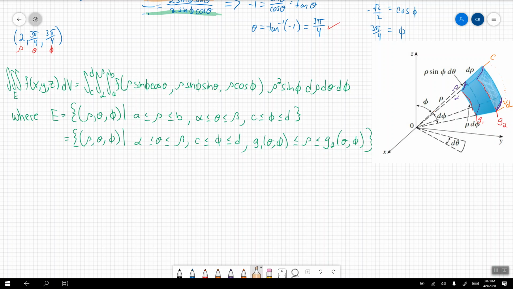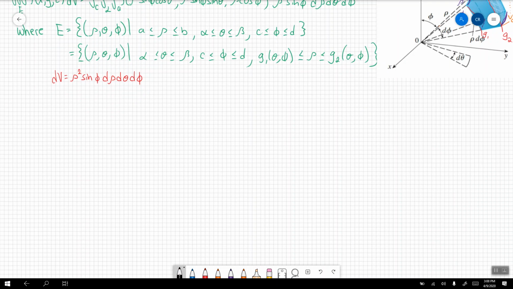Now, one very specific aspect: our constant of integration for spherical coordinates is rho squared times sine of phi, and this is going to be d rho, d theta, d phi. All right, so this is the constant of integration that we need when we're talking about integration in spherical coordinates. Very, very similar to cylindrical, except, again, we have to make sure that we consider that we're working with spherical coordinates.